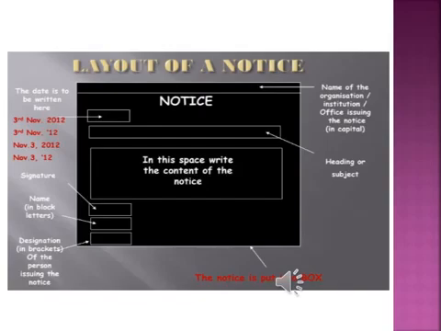Don't use flowery language. Then we come down to the signature. The name has to be written in block letters. Then the designation. That designation can be written in brackets. If he's a school captain, you write that. If he's the principal of the school, it can be written principal. And the entire notice has to be put in a box. Remember this. The entire thing has to be put in a box.